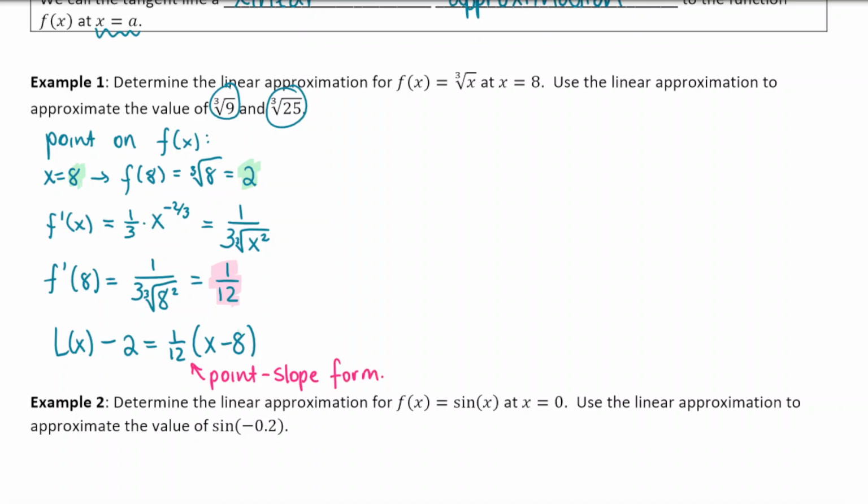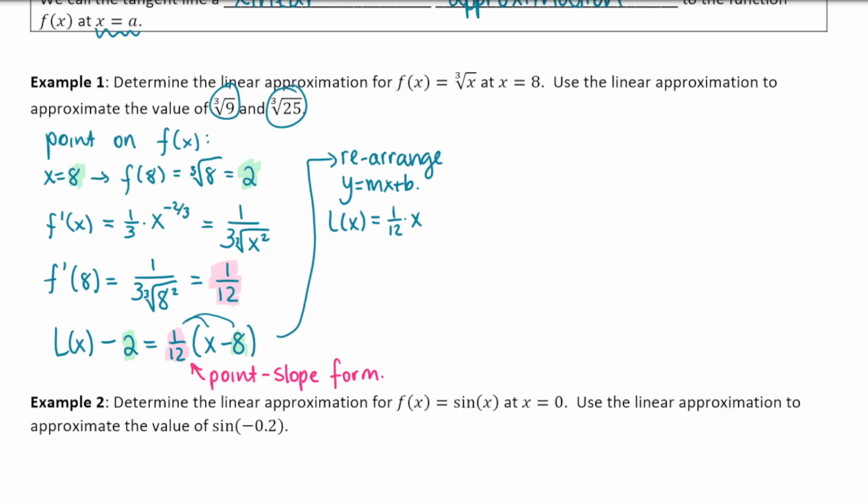Okay, notice I've plugged the coordinates of the point in here and then the slope of my tangent line here. Now, to use this linear approximation, often we want to rearrange into y equals mx plus b format, just because it's easier to plug in and use. So let's do that now. So it'd be L of x equals, so I'm going to multiply this in. So it'd be 1/12 times x, and then multiply the 1/12 with 8, and then add 2 to it.